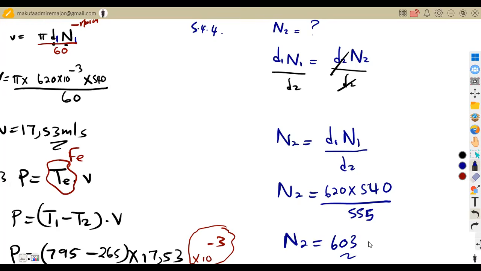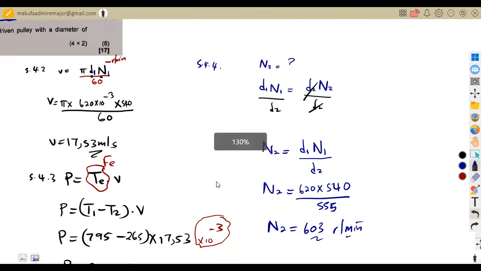So by rounding off to the nearest whole number, it's going to be 203 revs per minute, but it was supposed to be 603.243 and so on and so on. So that is how we could have calculated these values.